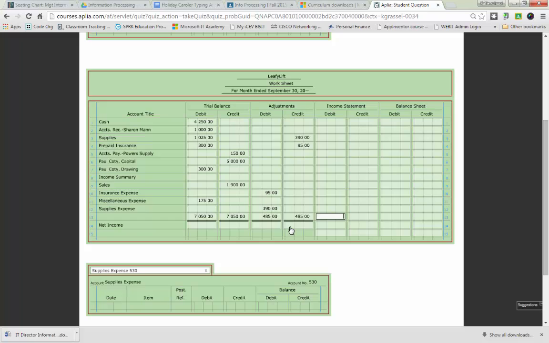So assets, liabilities, and owner's equity go on the balance sheet. Revenue and expenses go on our income statement. When you first put them over, should your debits and credits equal? No, because again, we have to figure out, did we make money or lose money? So let's go through and plug some numbers in.